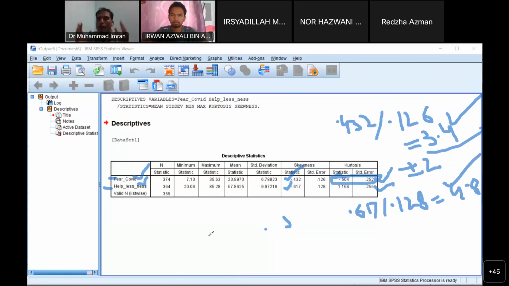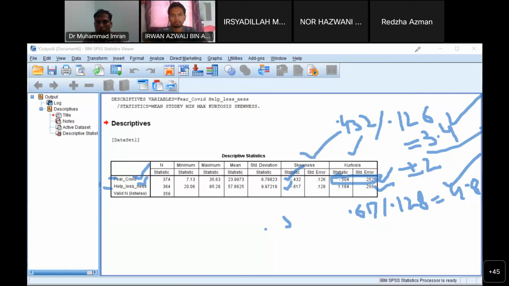Okay, this is for your information. If your data is like this, it may be because the respondents were not real, because this is fictitious data. I used fictitious data, not original data, for your learning. Okay, this is how to calculate the skewness and kurtosis.